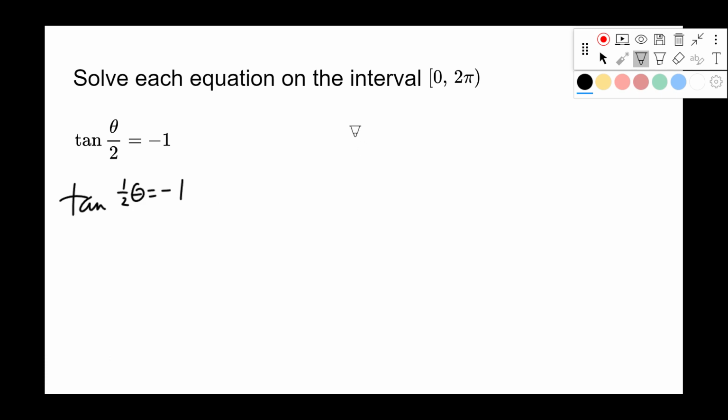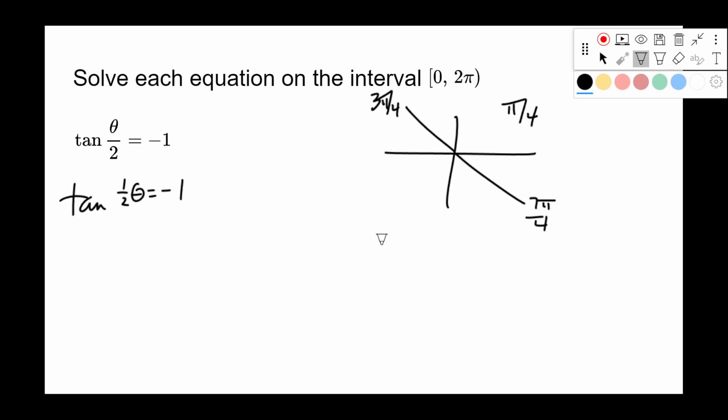All right, so tangent has to be negative 1. All right, so let's see. Tangent is negative in quadrants 2 and 4, right? Y over x. Tangent's negative 1 when the 2 coordinates are the same. Pi over 4 would be my reference angle. So I'm going to look at 3 pi over 4 and 7 pi over 4.